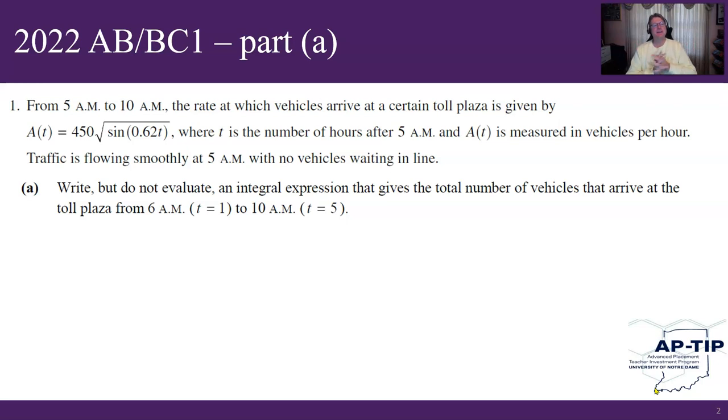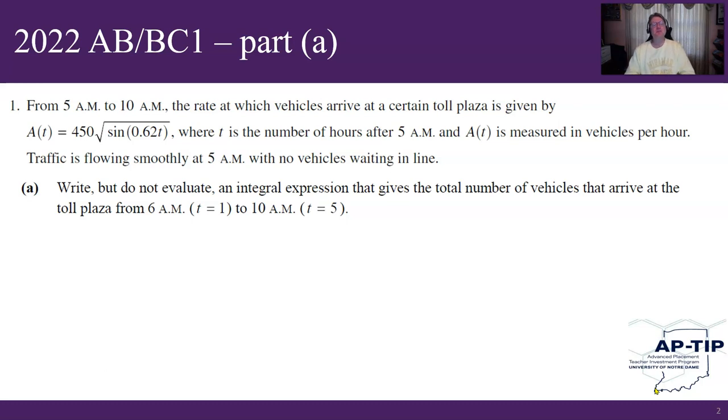It said from 5 a.m. to 10 a.m., the rate at which vehicles were arriving at a certain toll plaza is given by the A of t equation equal to 450 times the square root of the sine of 0.62t. t is the number of hours after 5 a.m. and A of t is measured in vehicles per hour. Traffic is flowing smoothly at 5 a.m. with no vehicles waiting in line.